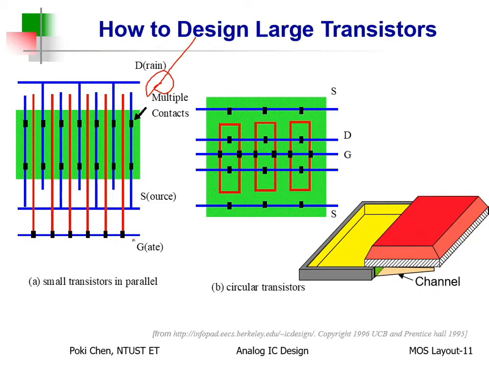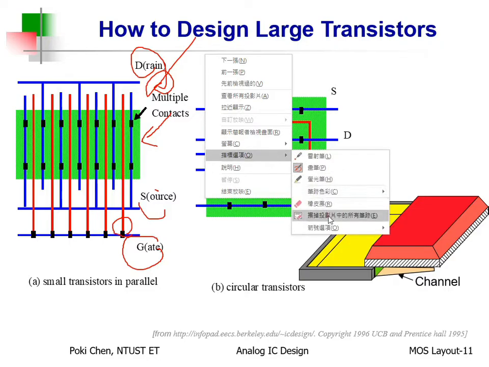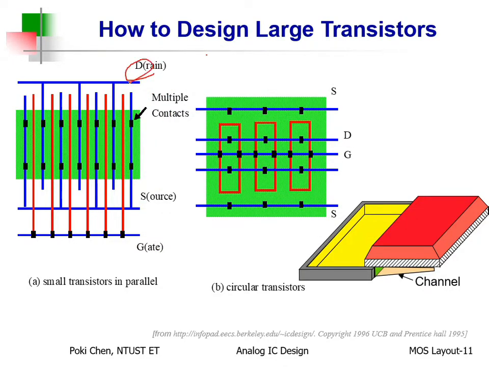Okay, so you can see the red lines for gate and the blue lines or the green area for source or drain. Alright, so you can see source and drain for regular transistor, actually they are swappable. You can replace drain with source or replace source with drain as you like. Alright, but according to the layout here, the drain is at this side, source at the other side.